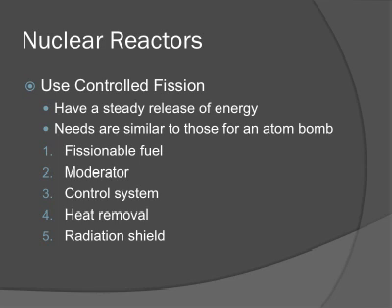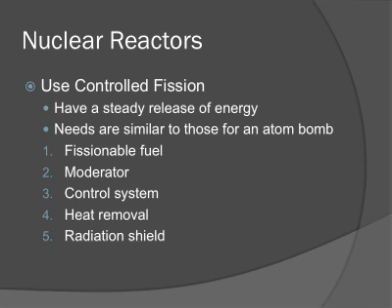In nuclear power plants, they are using controlled fission. And when you use controlled fission, you have a steady release of energy. And the conditions are very similar to what we needed for an atom bomb. We talked about atom bomb a little bit last week, right? All right, so here are the 5 things you need in a fission reaction. You need a fissionable fuel, which we talked about being uranium and plutonium, right?